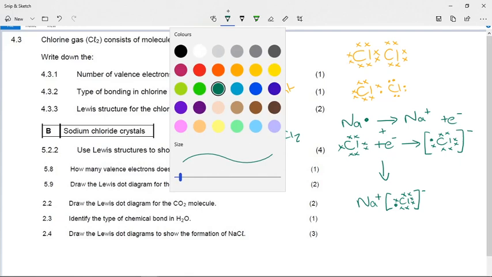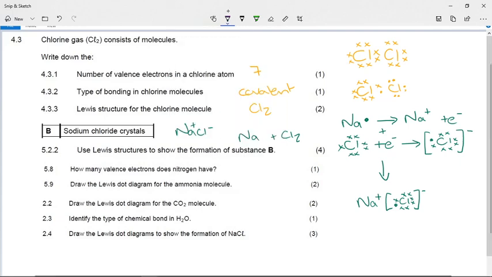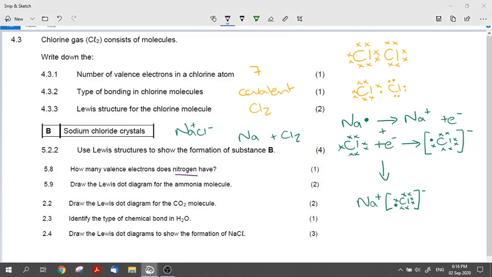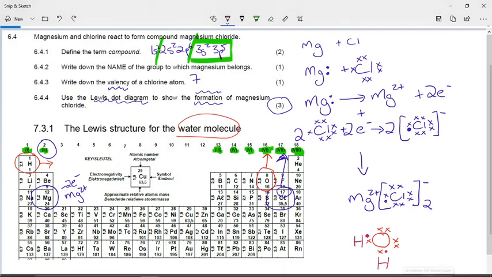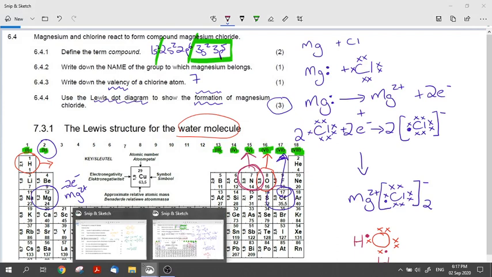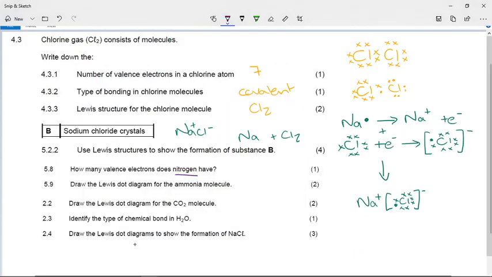So then we come to the next one, and it says to you how many valence electrons does the nitrogen atom have. So if you go back to your periodic table, where's the nitrogen atom? Here's the nitrogen atom over here. It has got 5 valence electrons. So it says how many valence electrons does nitrogen have? Draw the Lewis dot diagram for the ammonia molecule. So obviously ammonia is NH3.